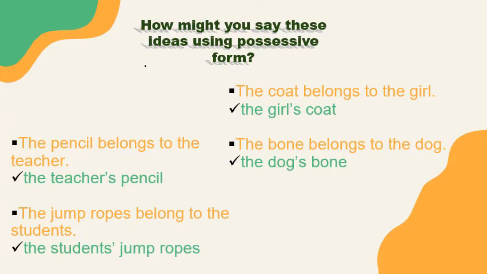Now I want you to pay attention to the differences here. Here I have one girl, so I used apostrophe then s. The bone belongs to the dog, one dog, so I used apostrophe s. Here I have one teacher, I used apostrophe s. However, here I have students, so it's already plural, so I only added the apostrophe to the end of the noun. We're going to go through these in detail in the next slides.